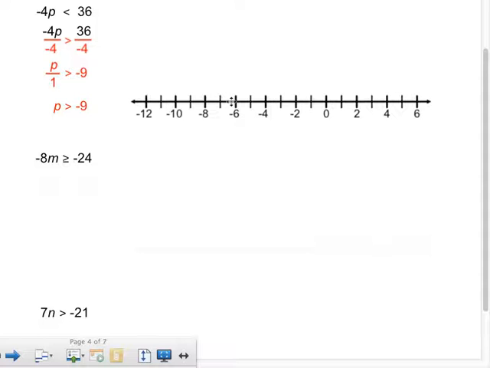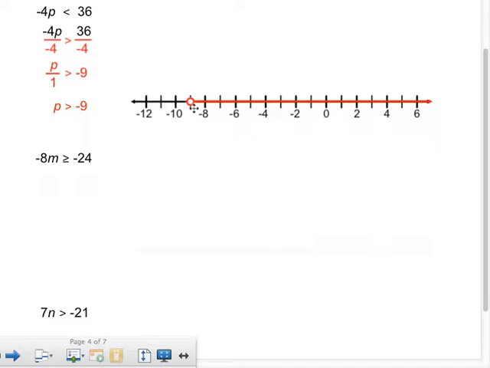Okay, Fatima, how would I go about graphing p is greater than negative 9? Very good. Open circle at negative 9, and which way am I going to shade? To the right, very good. Open circle at negative 9, shade to the right.